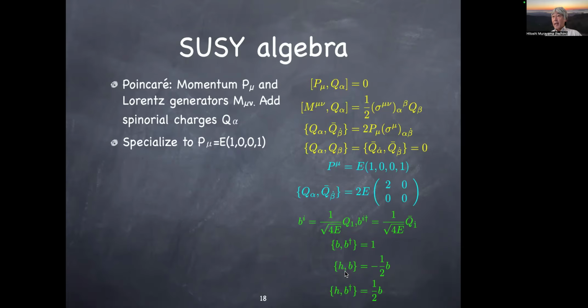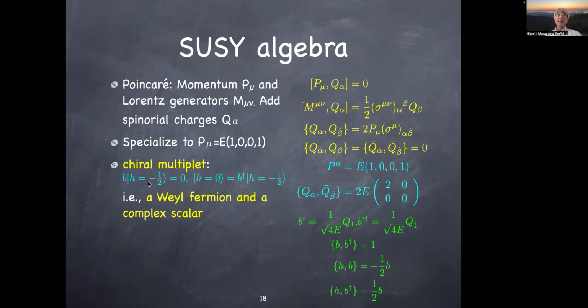By combining also with the angular momentum operator M, you can define the helicity of the particle. You can show that b decreases helicity and b dagger increases helicity by a unit of 1/2. That immediately tells you that you can have the following multiplet structure. If you choose the ground state to have helicity minus 1/2, it's a ground state in the sense that it's annihilated by the annihilation operator. Acting with the creation operator increases helicity by 1/2, so you end up with the helicity 0 state.